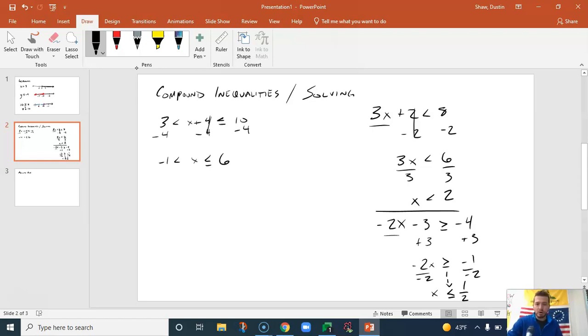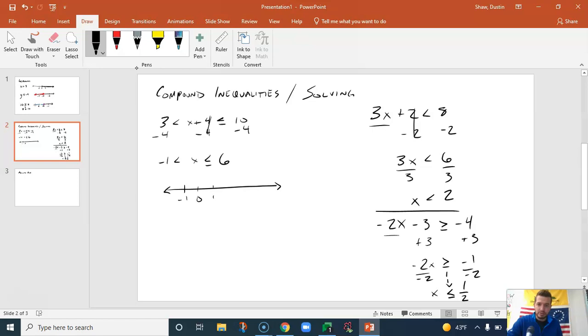So the hard part's over. We have 2 answers: x is less than or equal to 6, and x is greater than negative 1, but we need to graph that still. So what that's going to look like when I go onto my graph is, here's negative 1. I'll just go ahead and write it all out here.